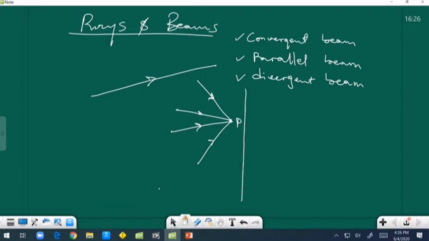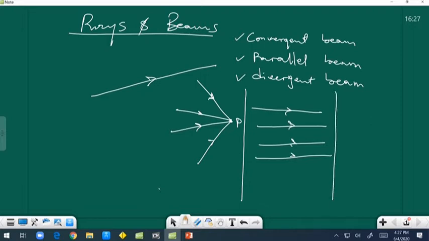But when the rays of light are parallel to each other, such that they do not intersect, even at infinity, you call them parallel beam. So this is an example of parallel beam of light. And for divergent beam, we talk about rays of light that spread from a point. From a point, they spread to different corners, such as this.